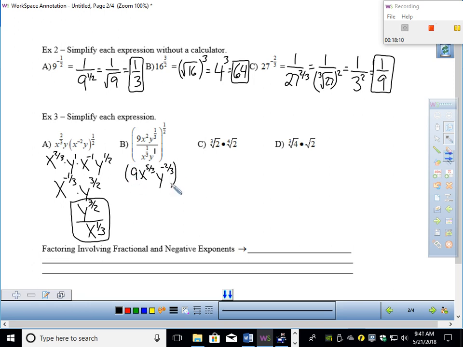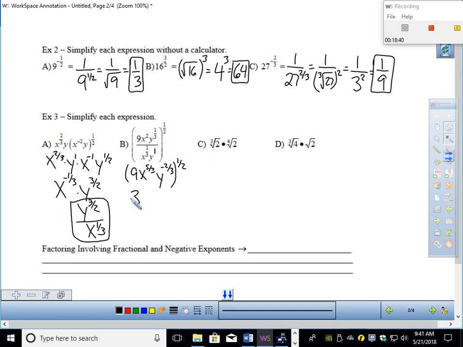So I do have to apply my parentheses and, of course, raise that to the 1/2 power. Very, very nice. And now this is what's called a product raised to a power. So I need to take each of these terms, the 9, the x to the 5/3, and the y to the -2/3, and raise that all to the 1/2. So 9 to the 1/2, in fact, we see it right here. 9 to the 1/2 is the same as the square root of 9, which is just 3.